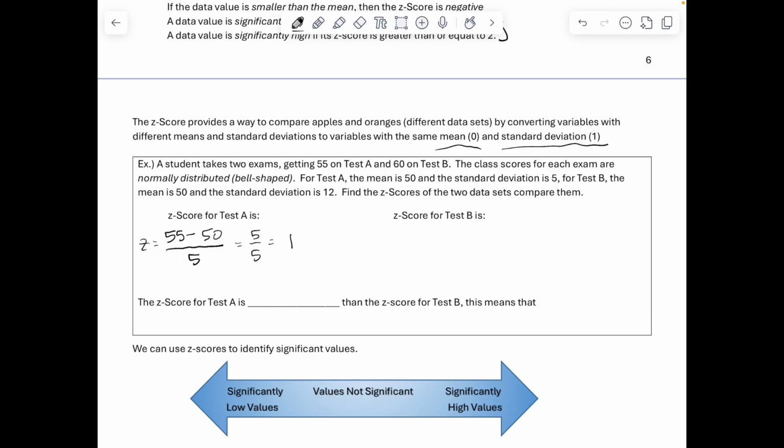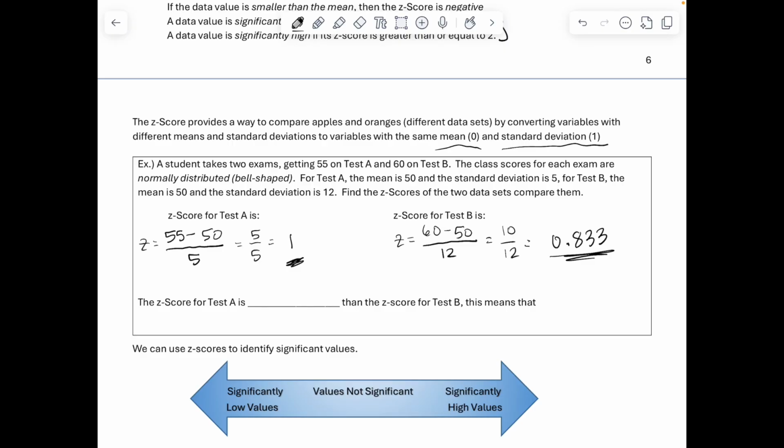For test B, to calculate our z-score, we earned a 60 on test B minus the mean for test B. If you read above, the mean for test B was also 50, but we're going to divide by the standard deviation for test B, which is 12. This simplifies to 10 over 12, which is 0.833. So the z-score for test A is 1, and the z-score for test B is 0.833.